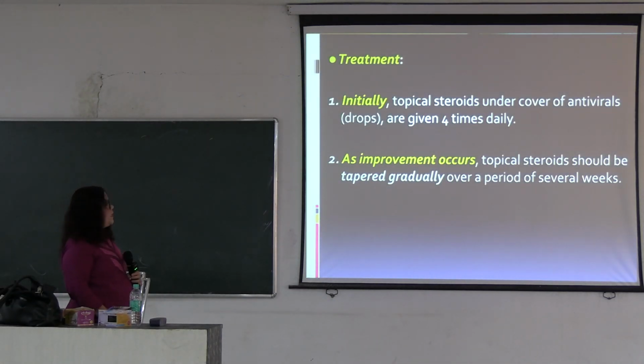Then its treatment. Topical steroids are given with antiviral and antibiotic eye drops and antiviral drugs. Acyclovir is given in ointment form 5 times a day for 3 weeks. If there is no improvement, then steroid is given in a gradually tapering dose, and it is not given for a short course; it is given for several weeks and gradually tapered in dose.